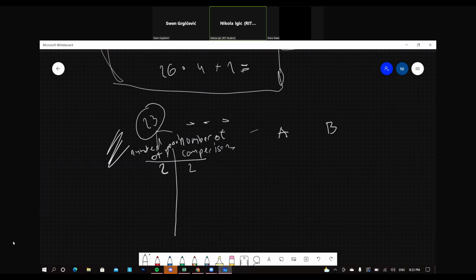A and B. Number of comparisons is A compared to B and B compared to A. Okay, yeah, you're right, there are two comparisons. Why would I compare two times? Why don't I compare just once? That's a good question. I will show you at the end why I'm doing that. I will divide by 2 at the end.